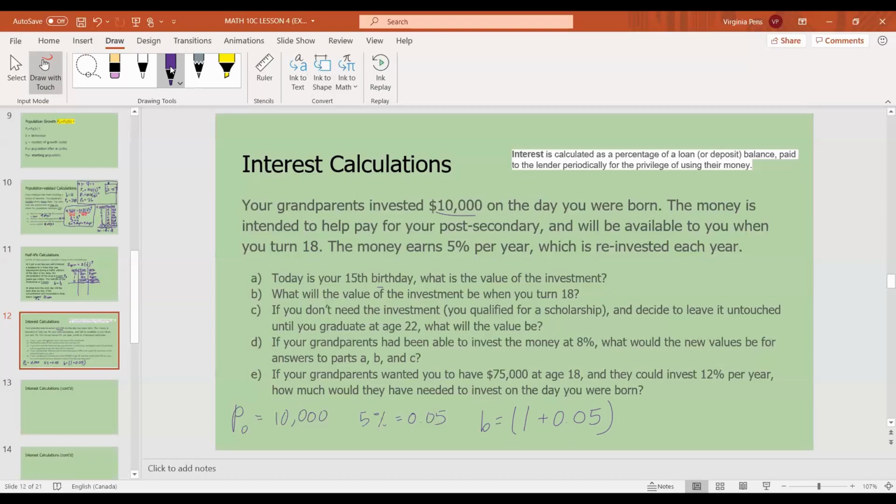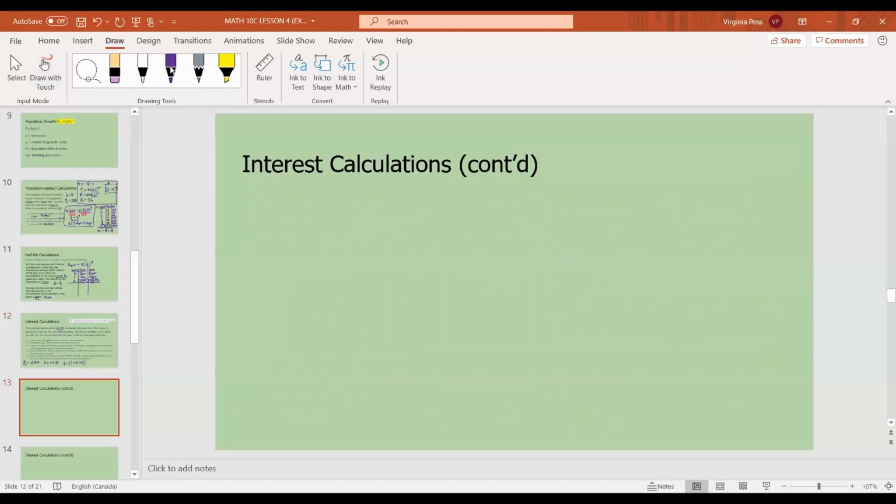So today is your 15th birthday. What is the value of the investment? Oh, look at that. We're given the G value, 15. So for part A, G is equal to 15, which means we can draw out a nice equation. Pn we don't know, but we do know P0, which is 10,000, the behavior, which is 1.05. We also know the growth cycle.